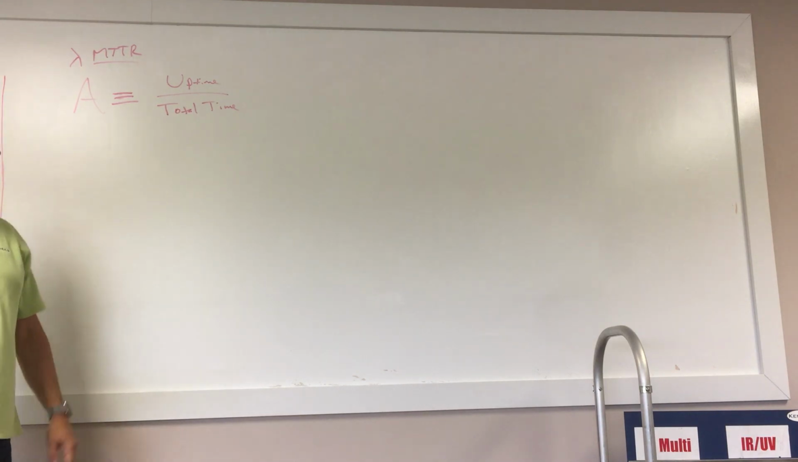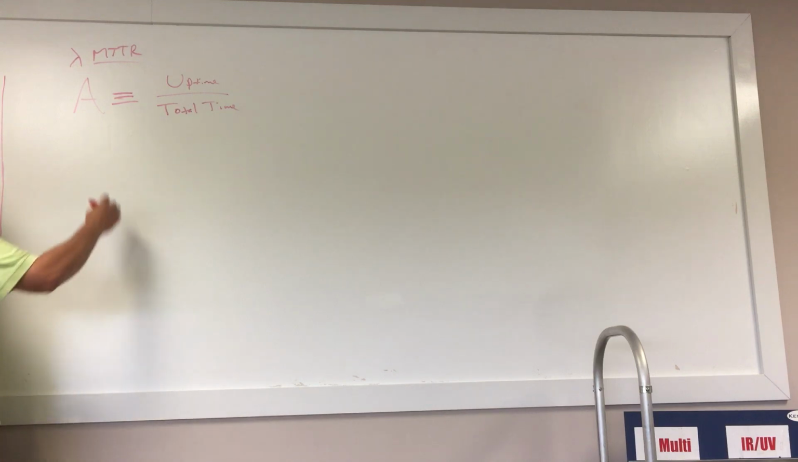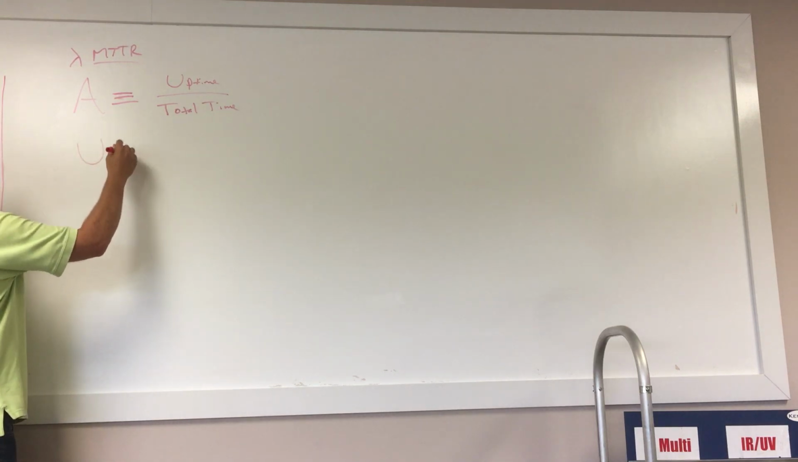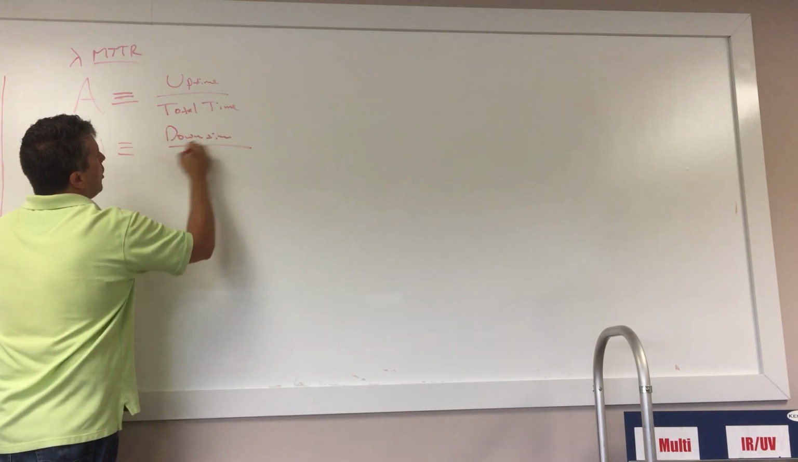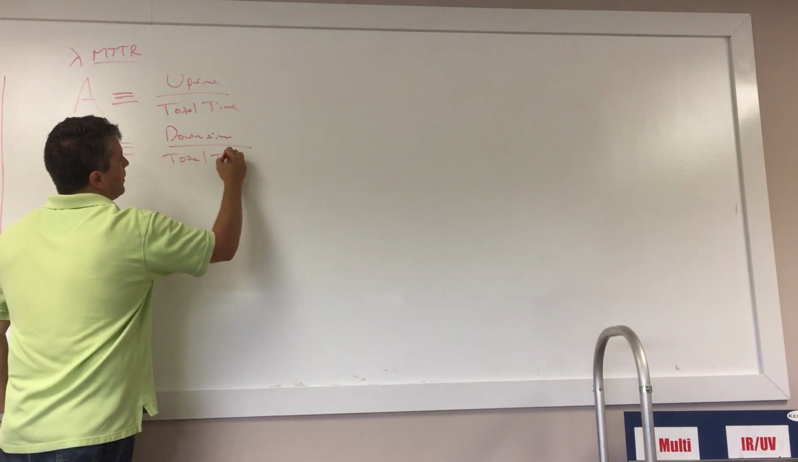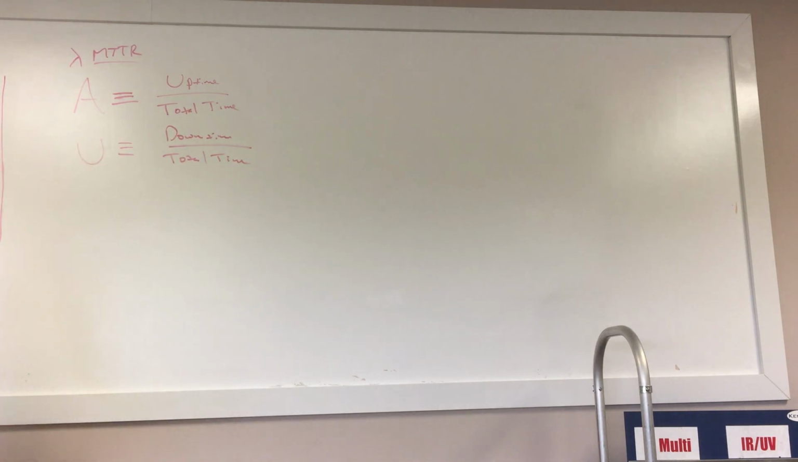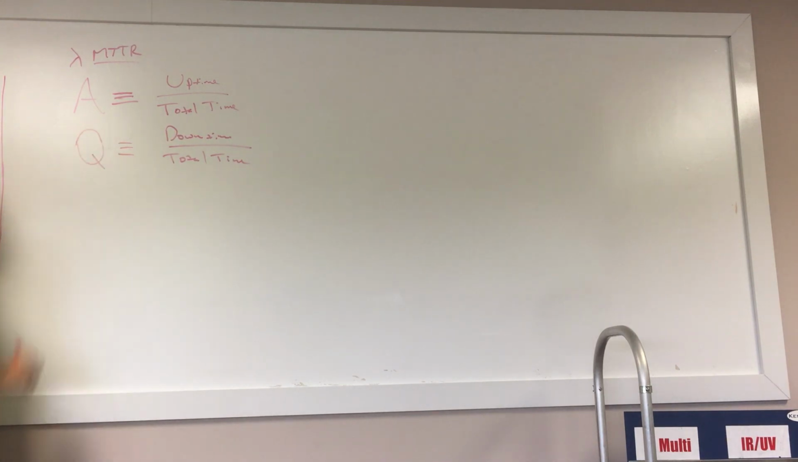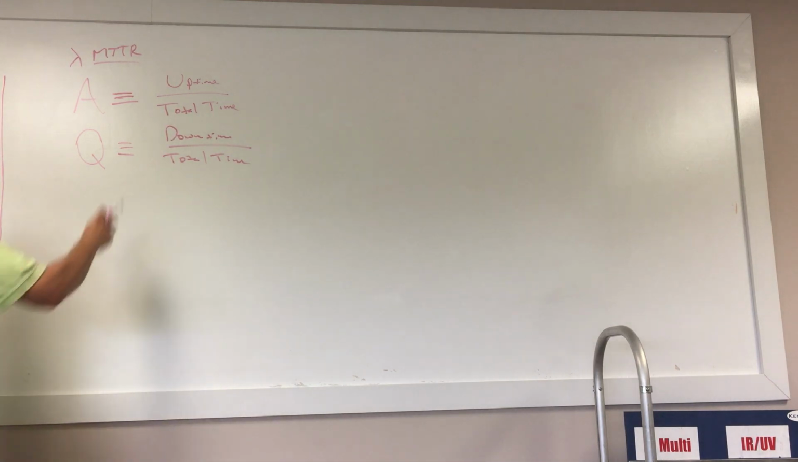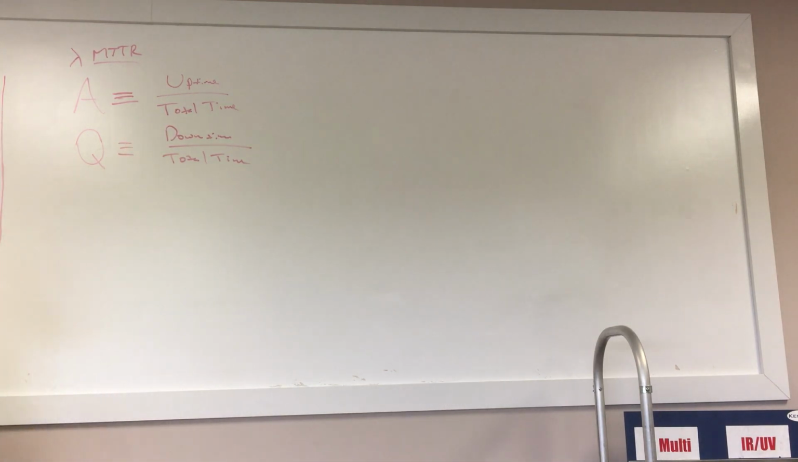That's availability. The complement of availability is unavailability, which is downtime over total time. Okay, well, wait a minute. We already used U for unavailability or unreliability. So now we need a new variable. So industry has decided we're going to go with Q. So Q is our unavailability, and it's the downtime over the total time.